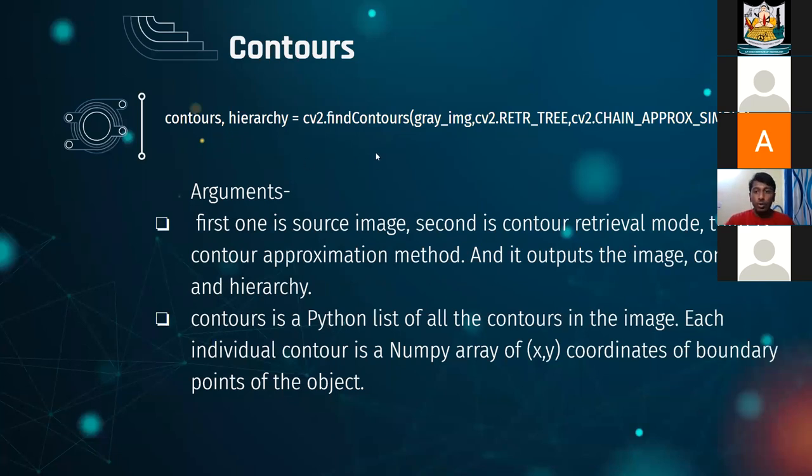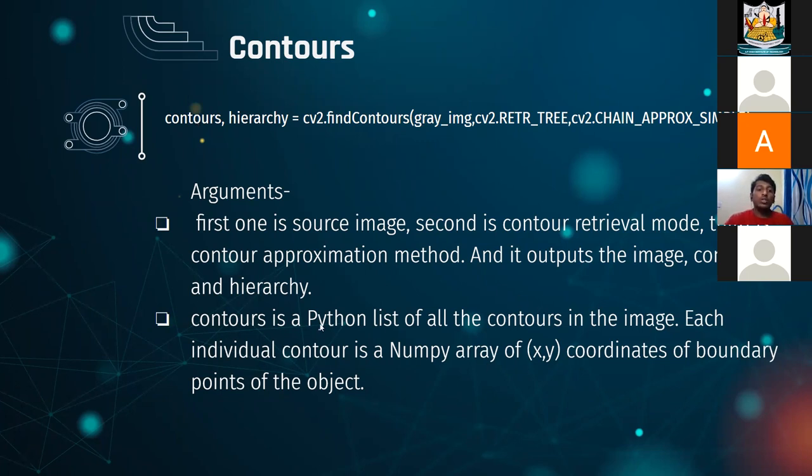Now this findContours function has a lot of complex stuff that you don't need to understand right now. It just takes a grayscale, black and white image. It takes an approximation method and a hierarchy, which are way beyond the scope right now. So it finds the contours of the image and gives you the contours. That's the simple explanation of what it does.